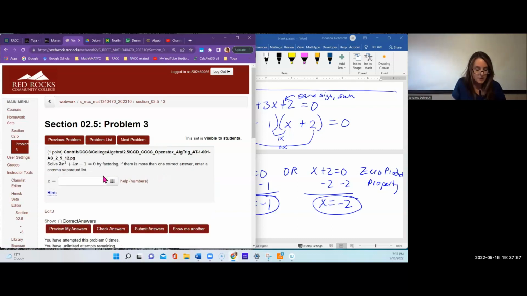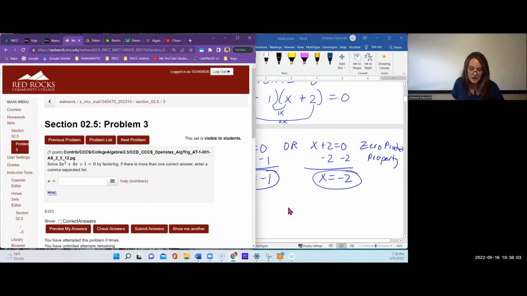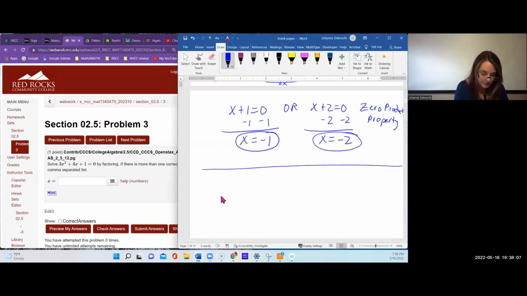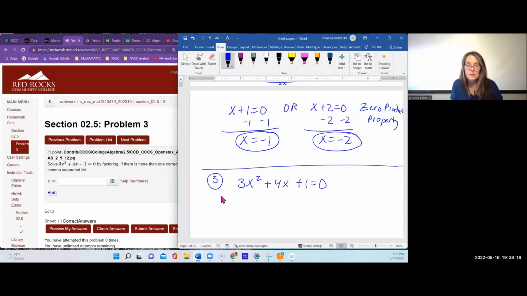Looking at this problem, we have 3x squared plus 4x plus 1. Again, we're going to factor this one and solve it that way. This time we'll use the AC method. We'll alternate methods while we're going through these so that you get some practice and experience seeing both types. I use both types, to be honest with you.